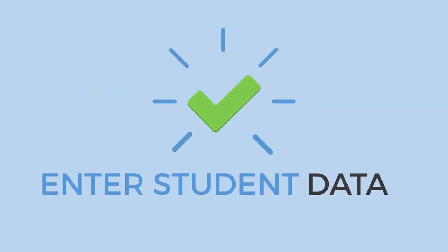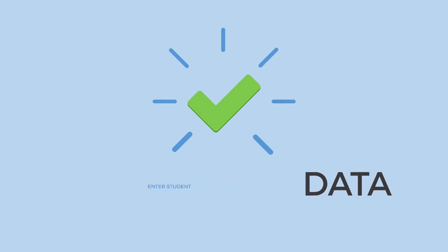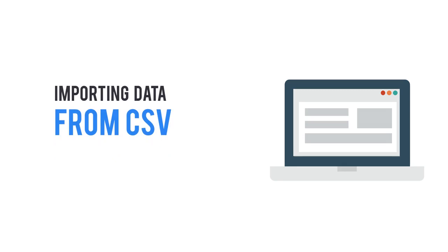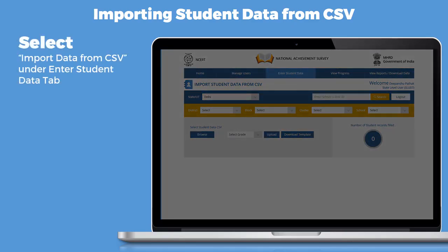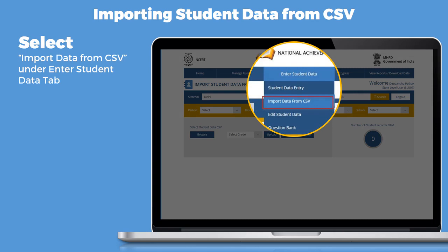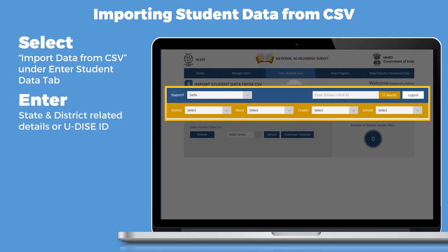Now let us see how a user can upload the data from the survey on the NAS web application. Once the OMRs have been received from the field, the District MIS Coordinator needs to follow the following steps to be able to upload the data from the survey on NAS web application. The user selects the Import Data from CSV under the Enter Student Data tab. The user then selects the state or union territory and district using the drop-down options.